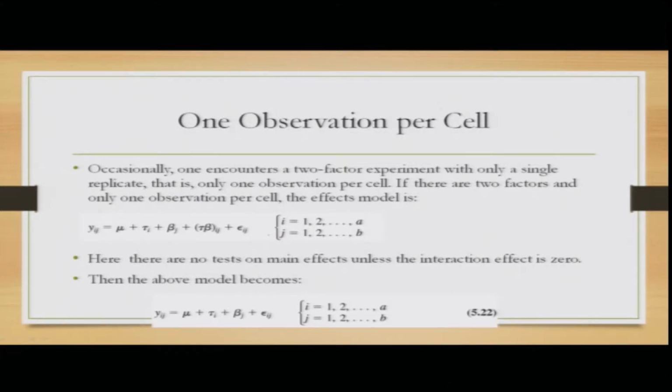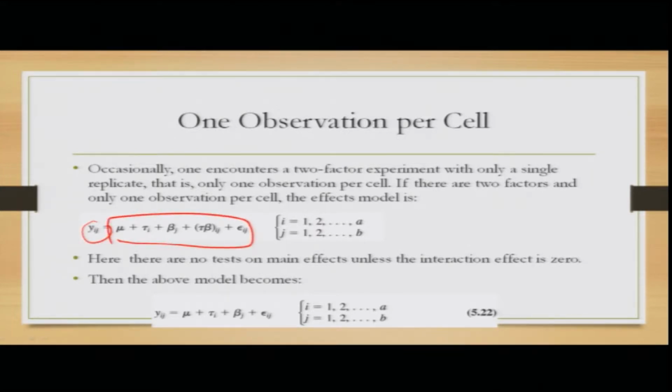One observation per cell. Occasionally one encounters a two factor model with only a single replicate, that is, only one observation per cell is available. If there are two factors and only one observation per cell is available, then the effect model is done like this. I will give you the equation. Here n would not come. This is to be noted.